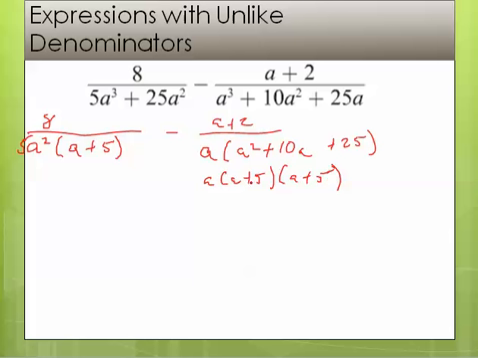Well, that's nice. I can see that some things are common between the two denominators, but if I want to write my least common denominator, I got to find all of the things that are common and write it down. So I'm going to say I need to have a 5 common to both of them. That means I'm going to be multiplying this one by 5. Right? And I need to have an a squared common to both of them. That means I need to multiply this one times a squared.